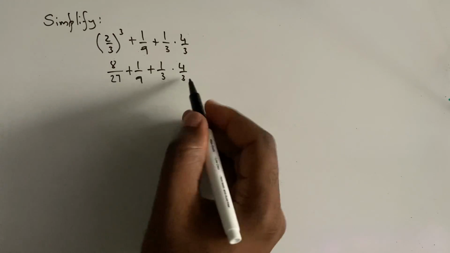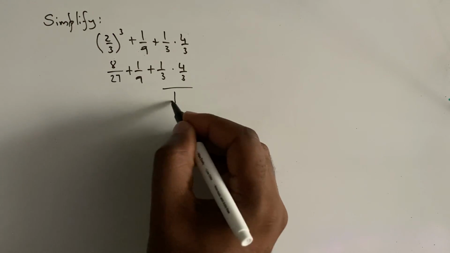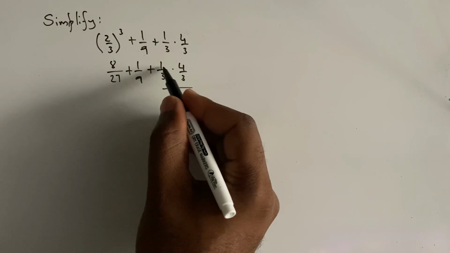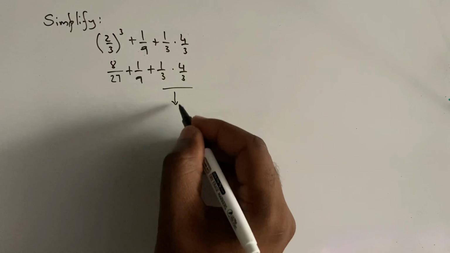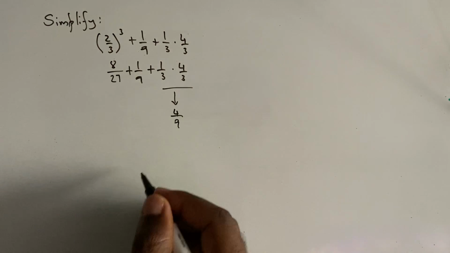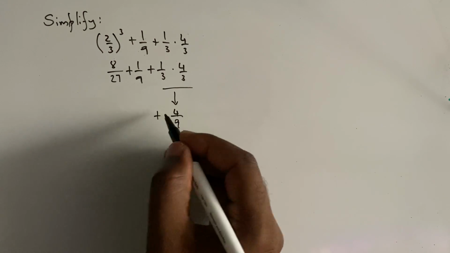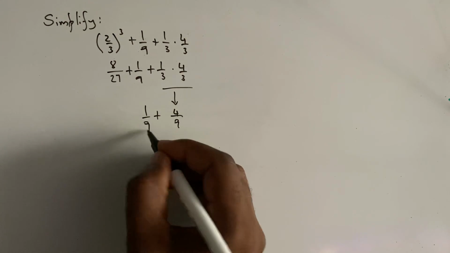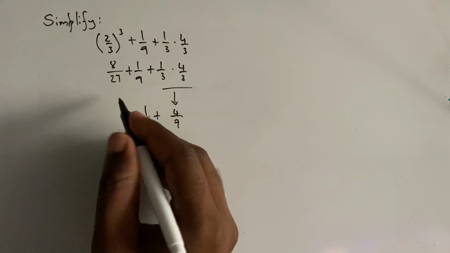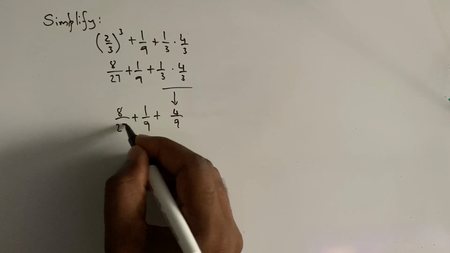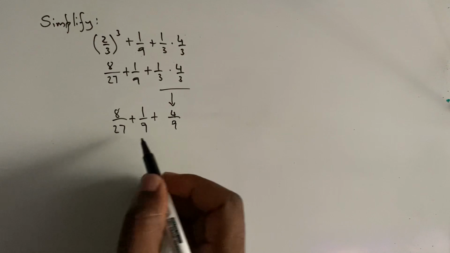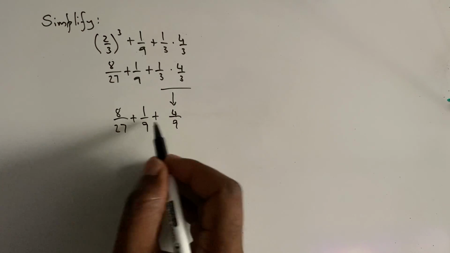Next, I have addition and multiplication. Gotta do multiplication first. So it's 1 over 3 times 4 over 3. How do you multiply? You multiply across. So it's 1 times 4, which is 4, and 3 times 3, which is 9. Then I have plus the 1 over 9 here, plus 8 over 27, okay?